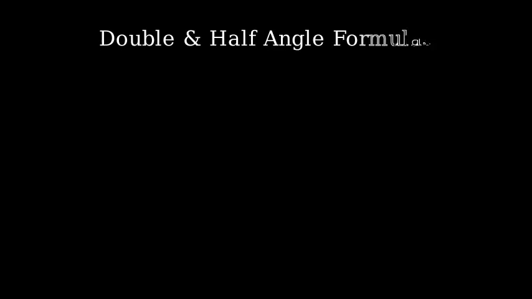Welcome! Today we'll solve for the sine and cosine of double and half angles, given that cotangent theta equals -2 and secant theta is less than 0. Let's break this down step by step. First, let's determine which quadrant theta is in.